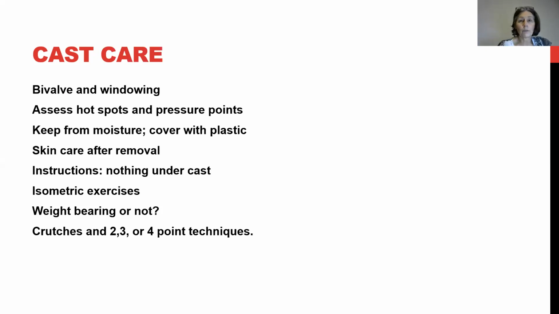If the patient's going to be using crutches, and that would be for a leg injury, if you have an arm cast, you don't need crutches. But if you have a leg injury and you have crutches, then we'll teach them a 2, 3, or 4-point technique, depending on the kind of weight bearing the doctor's allowed. Non-weight bearing, then they've got to do 2-point crutch technique. If they're allowed to weight bear, a 4-point or a 3-point will be fine.